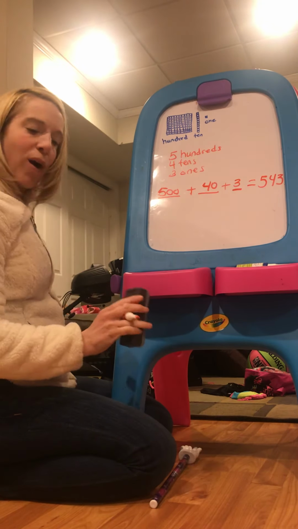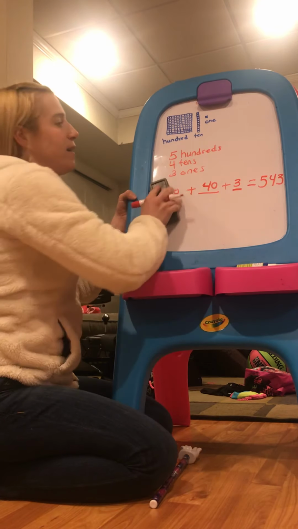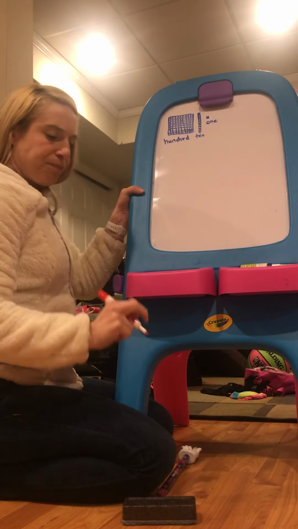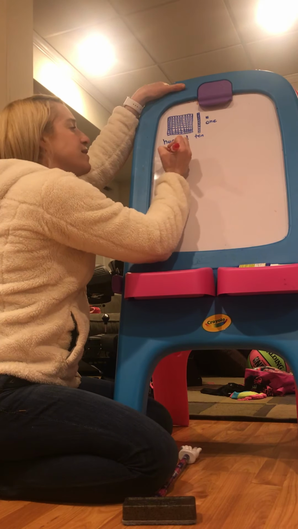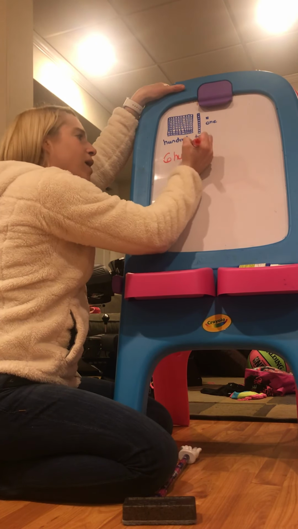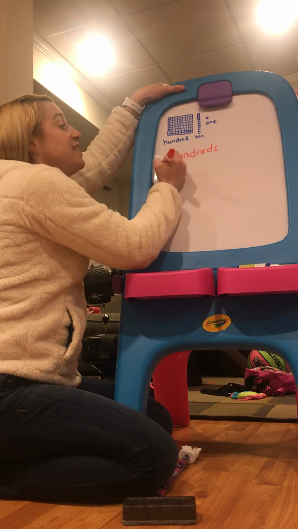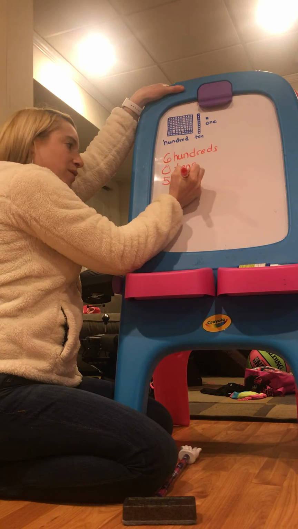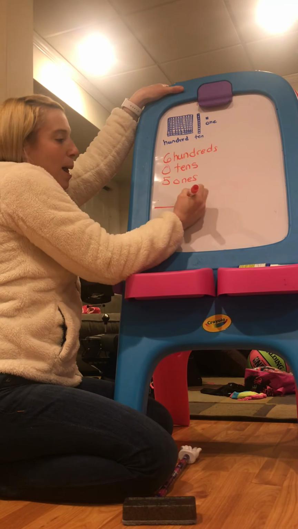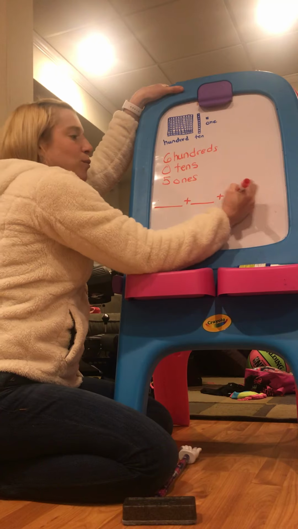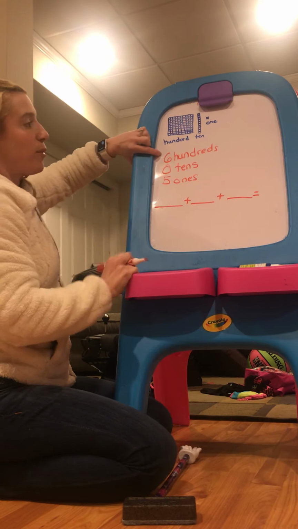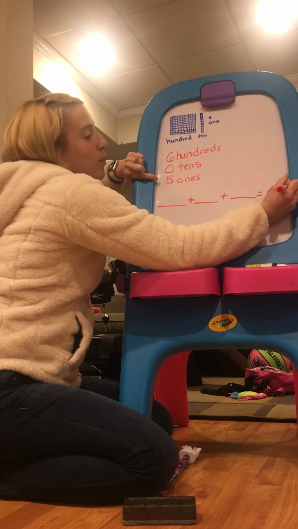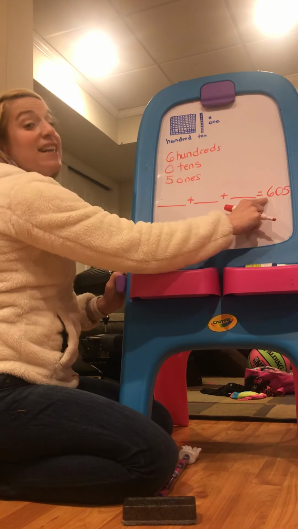All right, let's do one that has a 0 in the tens place. Okay, so if I did, let's go with 6 hundredths, 0 tens, and 5 ones. Okay, so let's see, we're going to have what plus what plus what equals what? So what number is 6 in the hundredths, a 0 in the tens, and a 5 in the ones? Okay, it's 605.